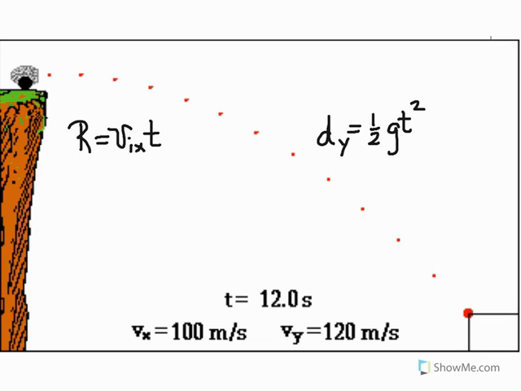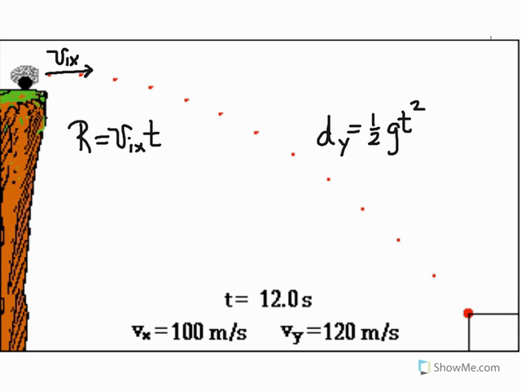Today we're going to take a look at projectiles that are launched horizontally. That's important because it means we only have to worry about the initial velocity in the x direction, since all of my initial velocity is going in the x direction. Initially, that's all we have to work with.